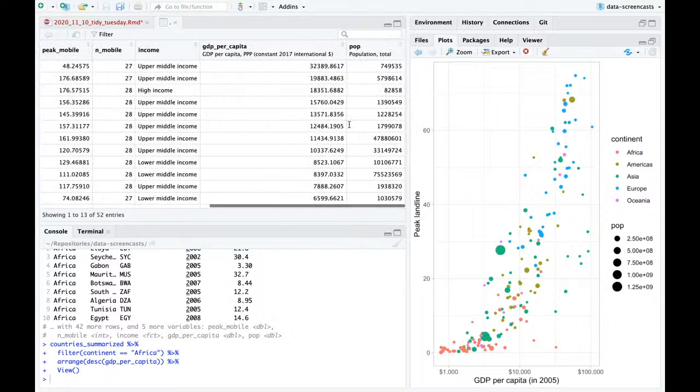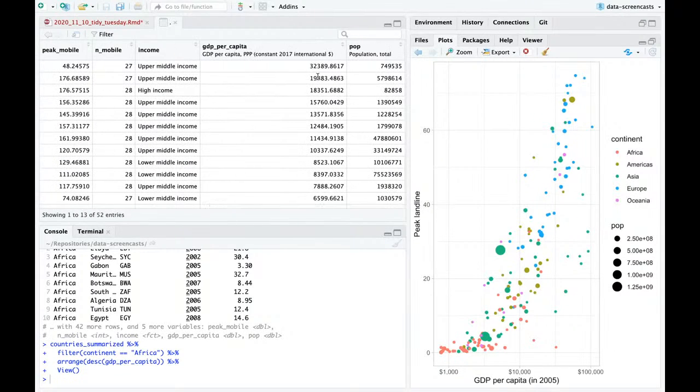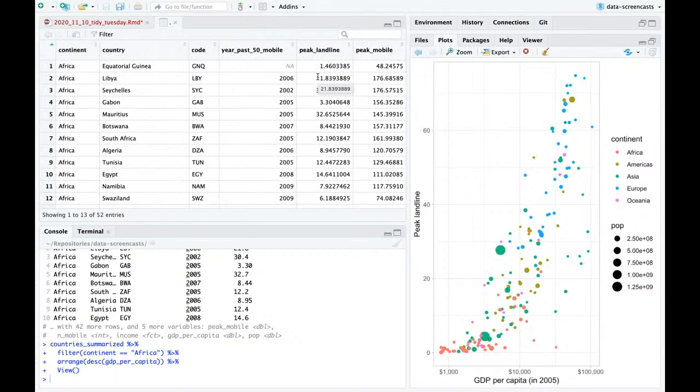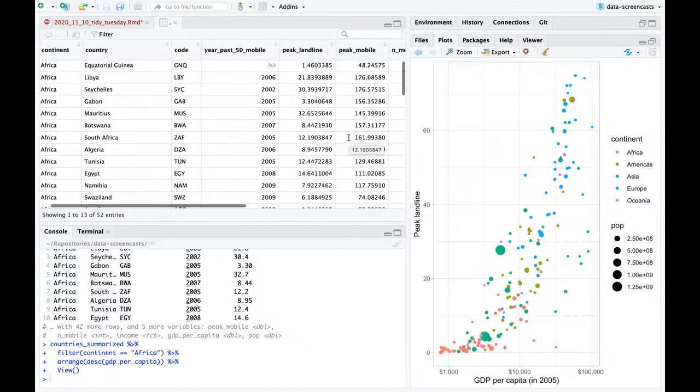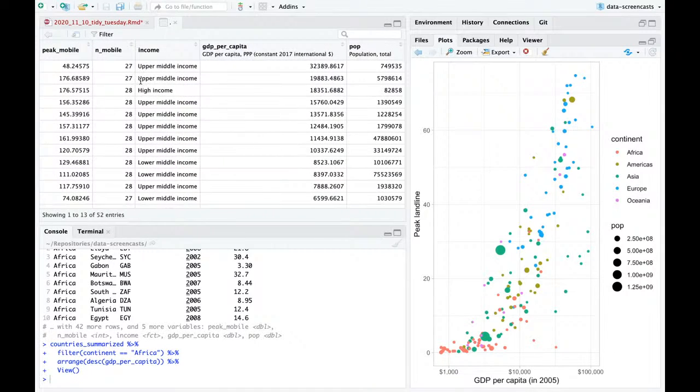Even though Libya's GDP per capita puts it in the range of high income countries, or at least upper middle income countries. Okay. This is 2017 dollars. It's so confusing. I say 2005 in 2017 dollars. I know it's a little bit confusing.